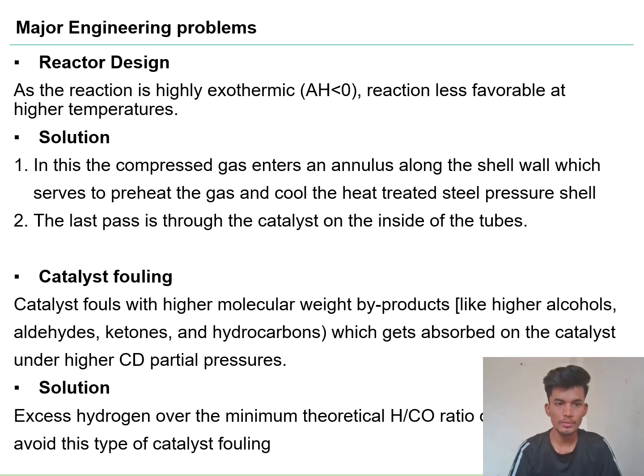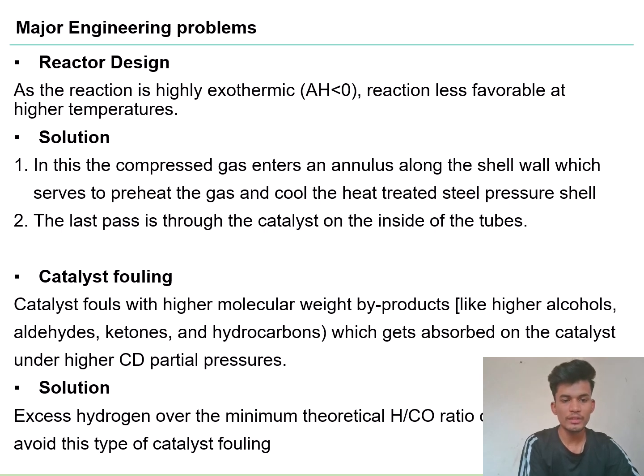About major engineering problems. The first major engineering problem we face is reactor design. As we know, the reaction is exothermic, in which heat is released, and the reaction is favorable at a constant range of temperature. So higher temperature causes catalyst damage and deactivation of catalyst, and also lowers the methanol yield. So the solution to this is to use a multi-tubular reactor for internal cooling. This will reduce the cost and increase the yield of the reaction and yield of methanol.